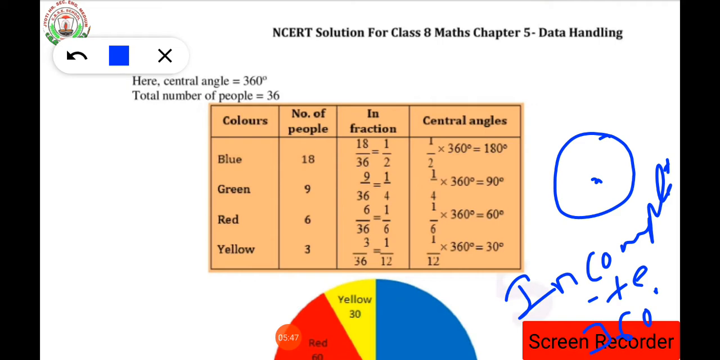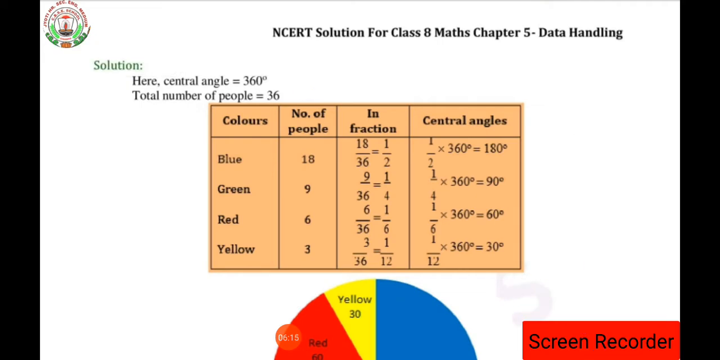Now in order to draw this circle in the form of a pie chart, we have to calculate. And what is the total number of people we have? That is 36. We had already added that, isn't it? From where have we got this 36? By adding the number of people who like the colors blue, green, red and yellow. This is the total number of people who like blue, green, red and yellow color respectively. Clear, students?